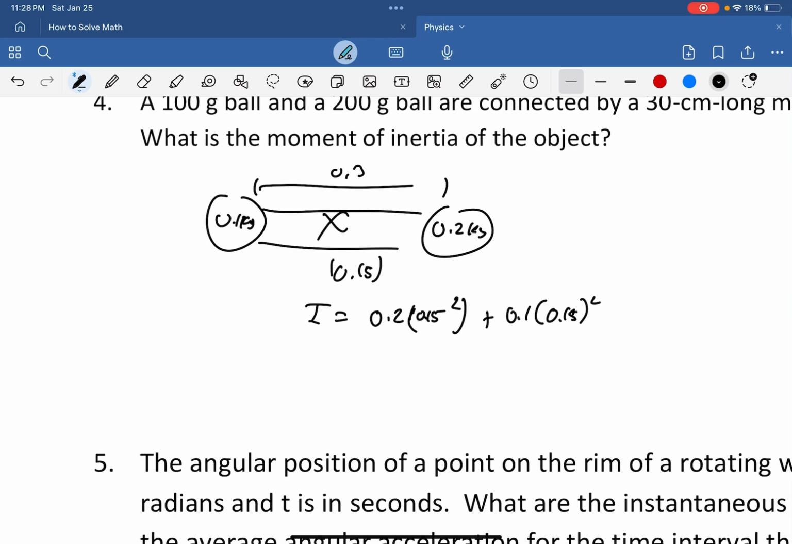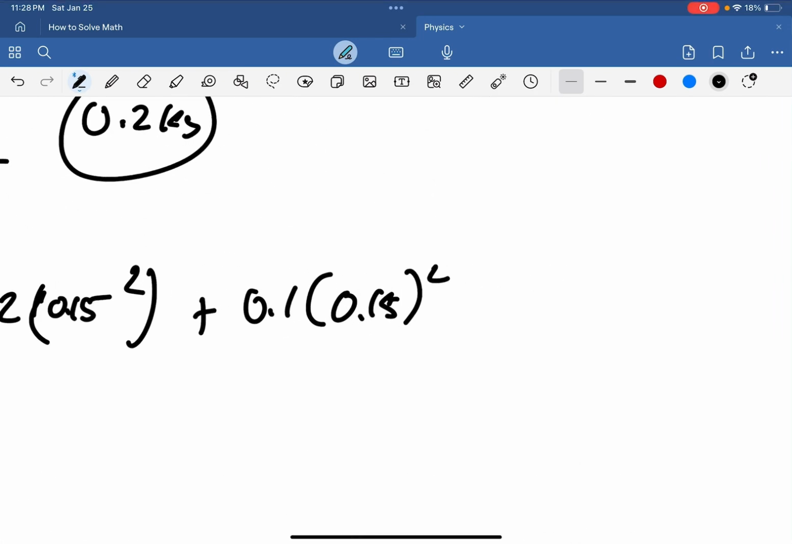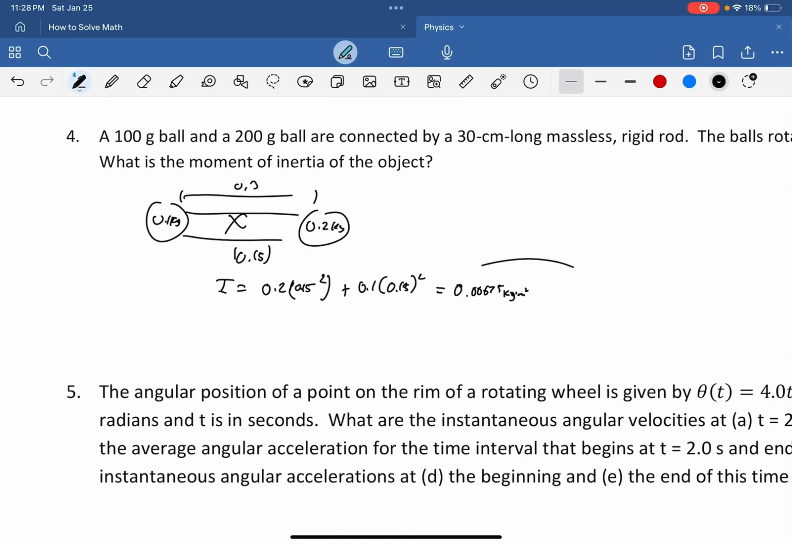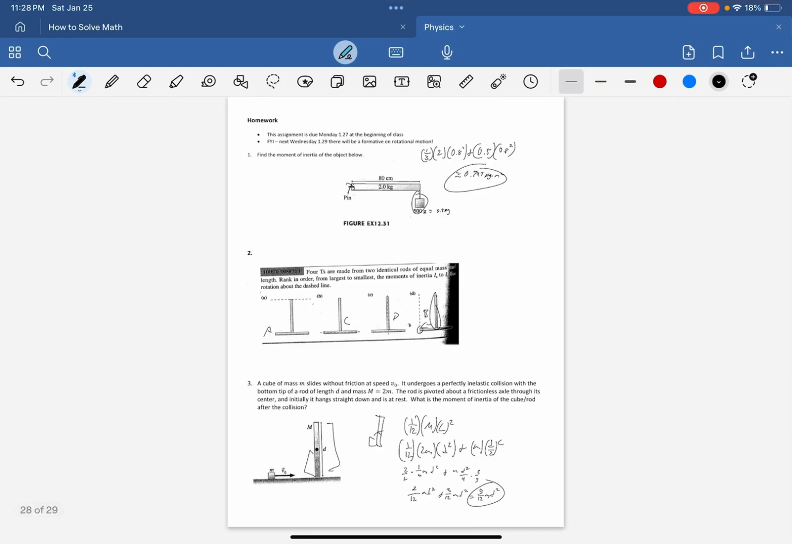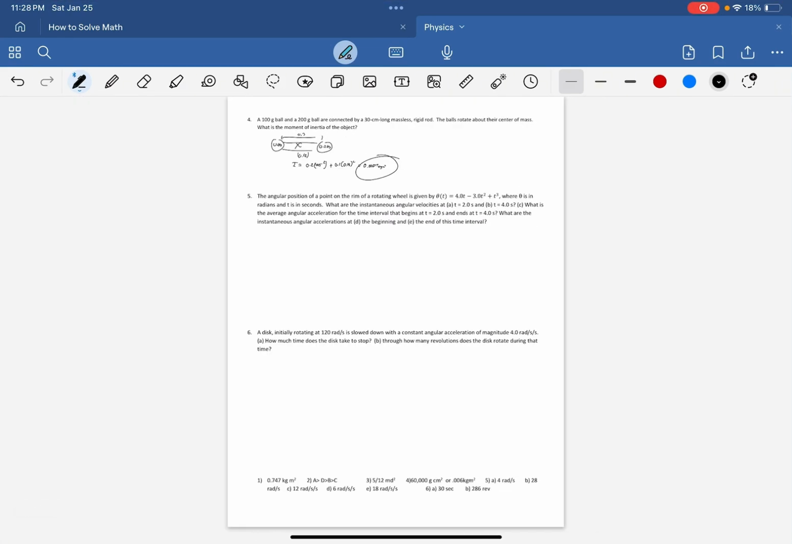Let me look at my paper. Yep, okay. If we put that into a calculator, you get 0.00675 kilograms meter squared. Anyways, let's move on to number 5.